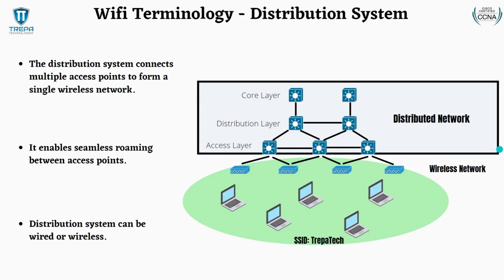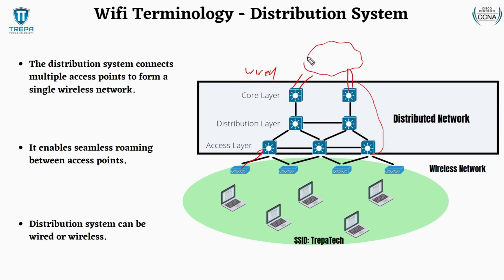Okay, some more terminology. So the distribution system. The distribution system or distributed network just describes the backbone infrastructure or backbone wired infrastructure. So what do we mean by this? Essentially a distribution system is where your access points connect back to the wired infrastructure. And that distributed network or distribution system is how we reach, you guessed it, the internet.